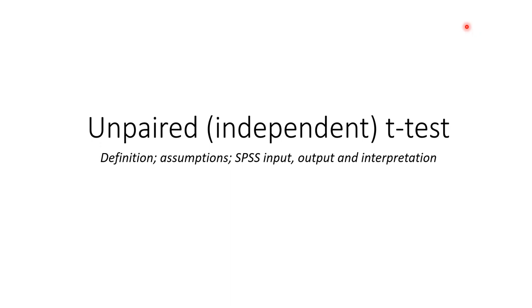Hi everyone. So today I'm just going to give a quick 10-minute or so tutorial on the independent or unpaired t-test. So this is one of two main t-tests that you can run. So I'll go through the definition, a couple of the assumptions that are typically required that most people actually ignore, but it does have some assumptions for the test. And then how you'd input the data into SPSS and how you'd run the test and how you'd interpret the output as well.